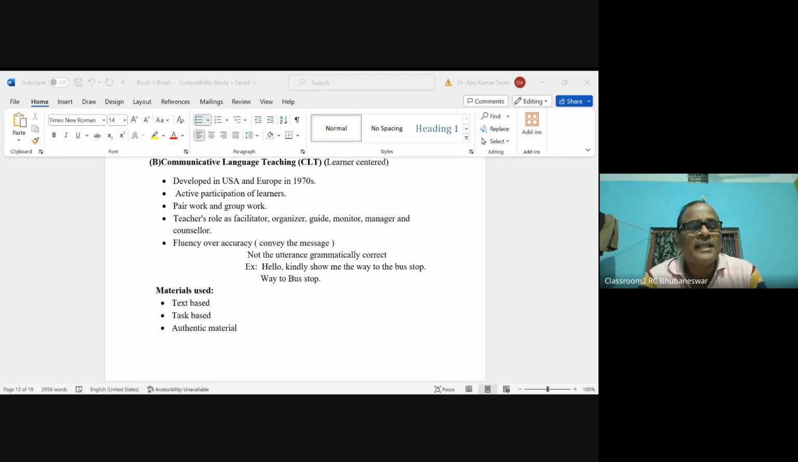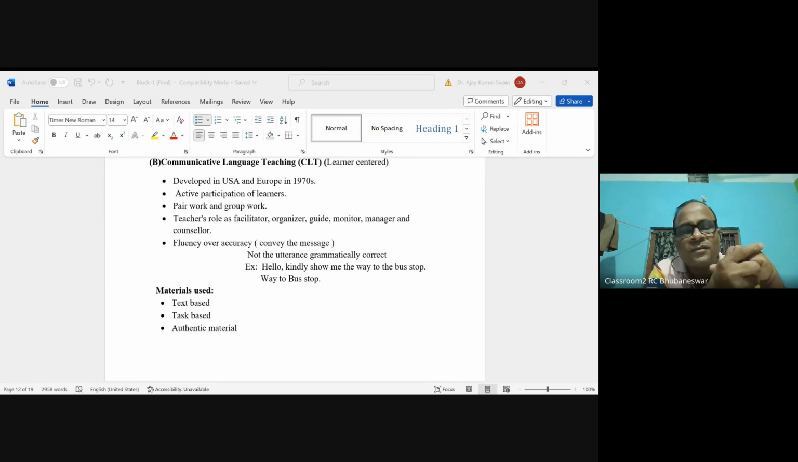So here we can use the materials like text-based, task-based, authentic material. Text-based means textbook is there. Related to text, material should be used. Task-based means activities are there, assignments are there, experiments are there. These are the tasks, experiments, assignments, activities. As per these, the material should be prepared and used inside the classroom.